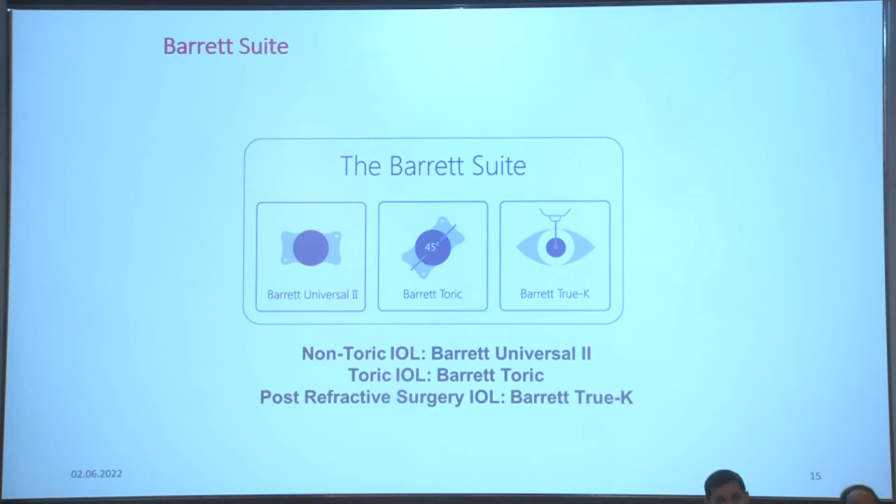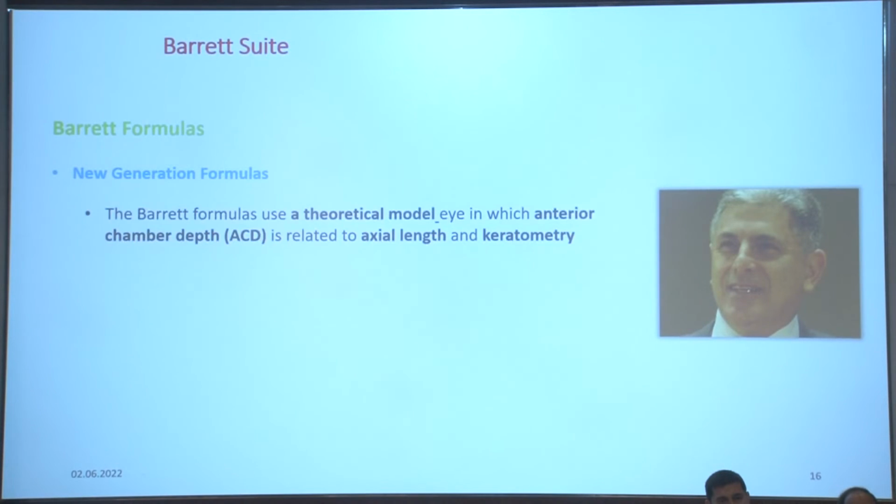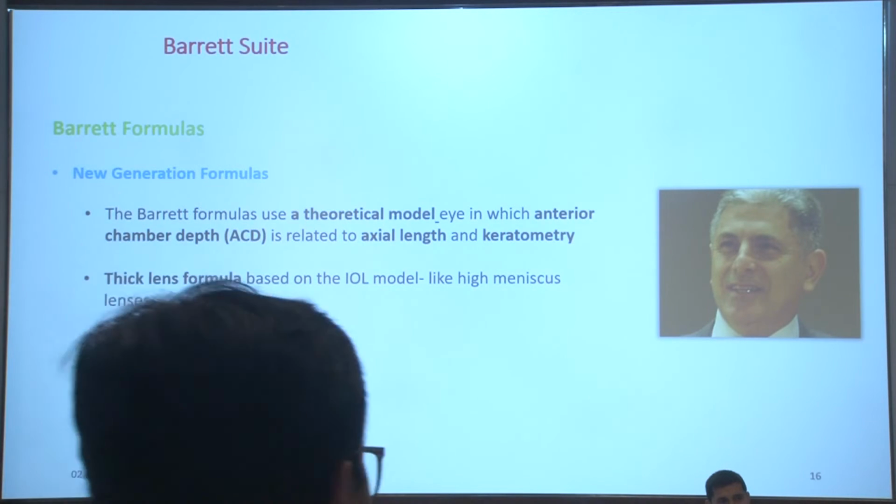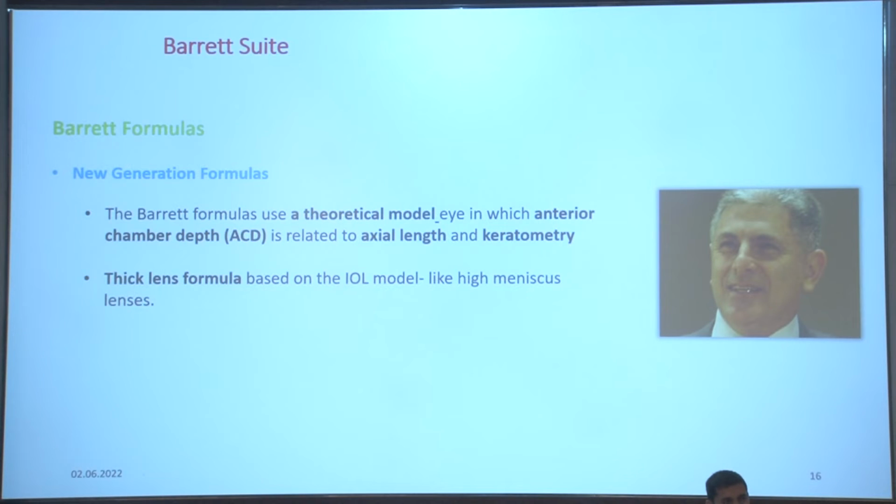It has a toric component, Barrett Toric, and for post-refractive surgery, Barrett True-K, which is available in the majority of optical biometers. It is a theoretical model generation formula. The most important thing is that it is a thick lens formula, so it is based on an IOL model like high meniscus lenses.